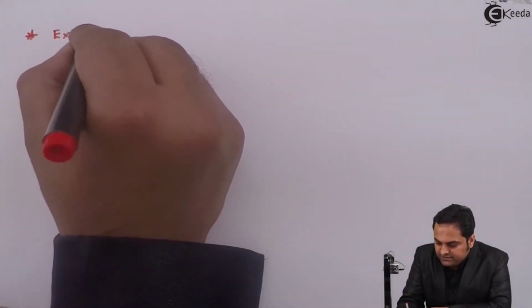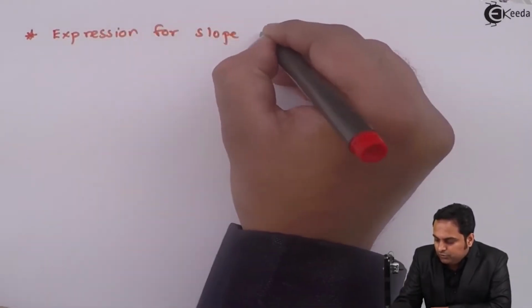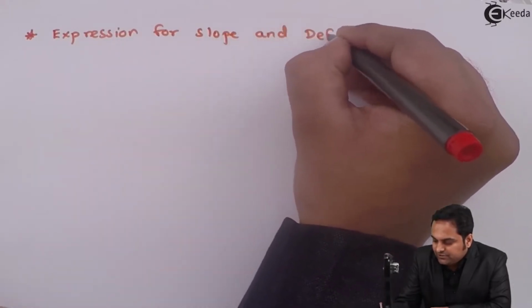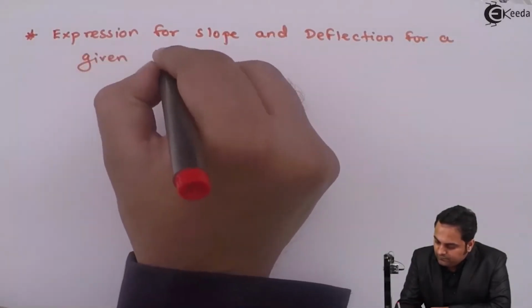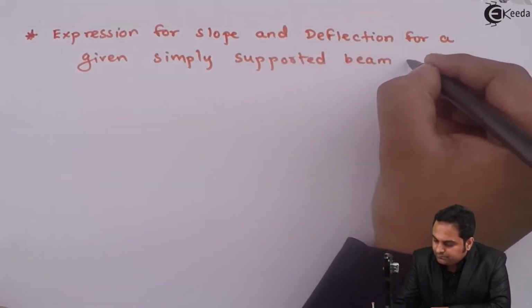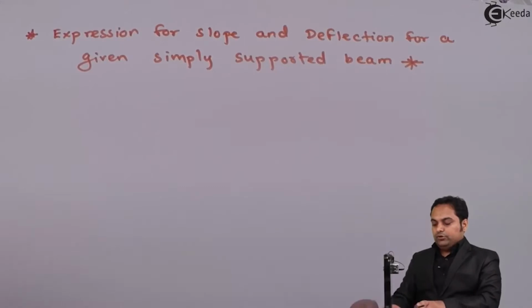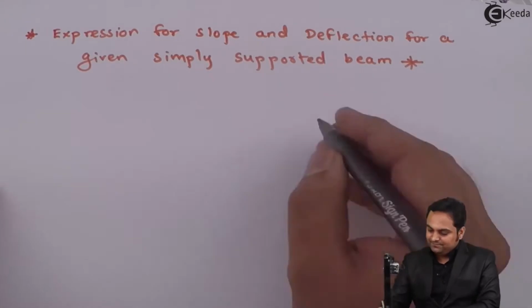Here in this video, we are going to see a formula or an expression of slope and deflection for a given simply supported beam. So it is the expression for slope and deflection for a given simply supported beam. Now here I am going to draw the diagram of a simply supported beam, and then we are going to find its slope and deflection.